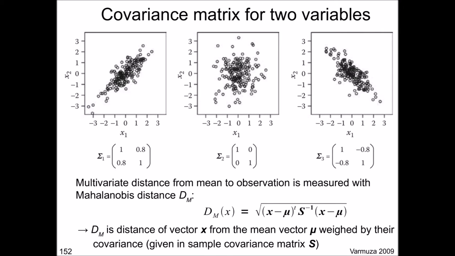And the final element that we need to understand is the multivariate distance in terms of Mahalanobis distance. The calculation of this multivariate distance is shown here. So you compute the distance of the vector, and this is your data vector, from the mean, and this is weighted by the covariance that is given in the sample covariance matrix. That is very similar to the z-score that you compute in univariate statistics. The calculation of the z-score is shown in the notes to the slide. Have a look at that.